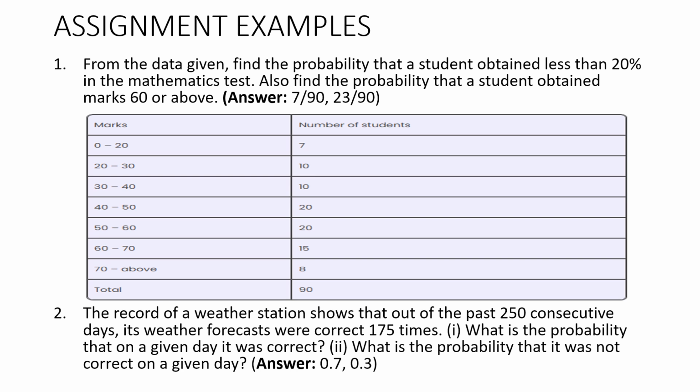Second example, the record of a weather station shows that out of past 250 consecutive days, its weather forecasts were correct only 175 times. What is the probability that on a given day it is correct? Given day it is correct means 175 upon 250 or 0.7, and it is not correct, it is 0.3. Also check that only 2 possibilities are there, either correct or not correct. So sum will be always 1. 0.7 plus 0.3 is 1.